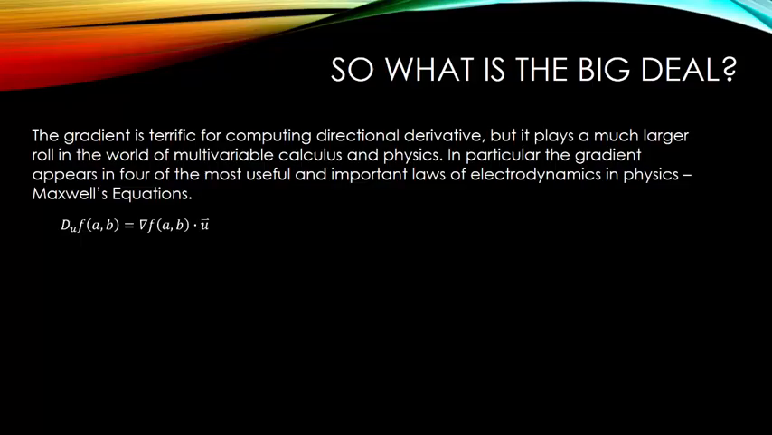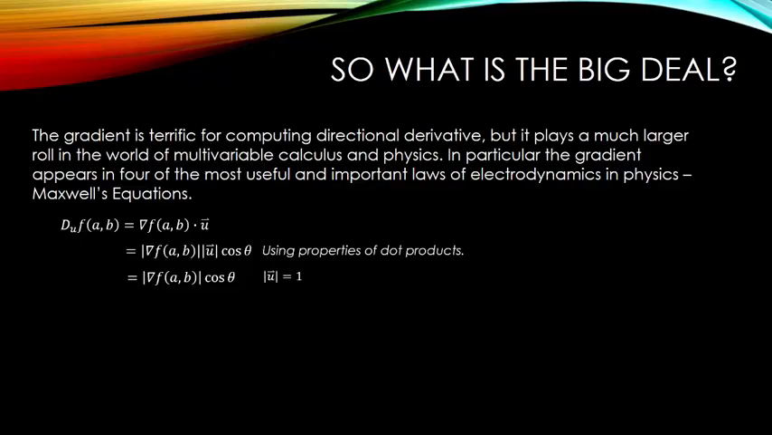The directional derivative of f at (a, b) is equal to the gradient of f at (a, b) dotted with the unit vector u. I can rewrite this using what I know about working with dot products as the magnitude of the gradient of f at (a, b) times the magnitude of the unit vector u times the cosine of theta. This is where theta is the angle between the gradient and the unit vector. This simplifies to the magnitude of the gradient of f at (a, b) times the cosine of theta, because the magnitude of a unit vector is always going to be 1.